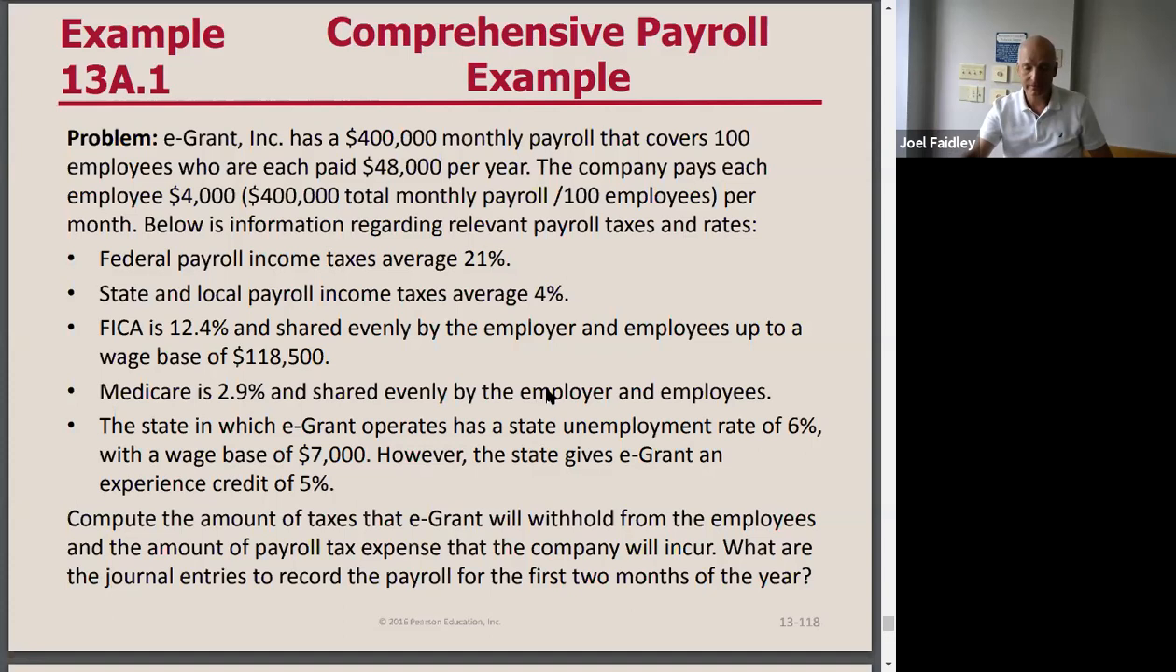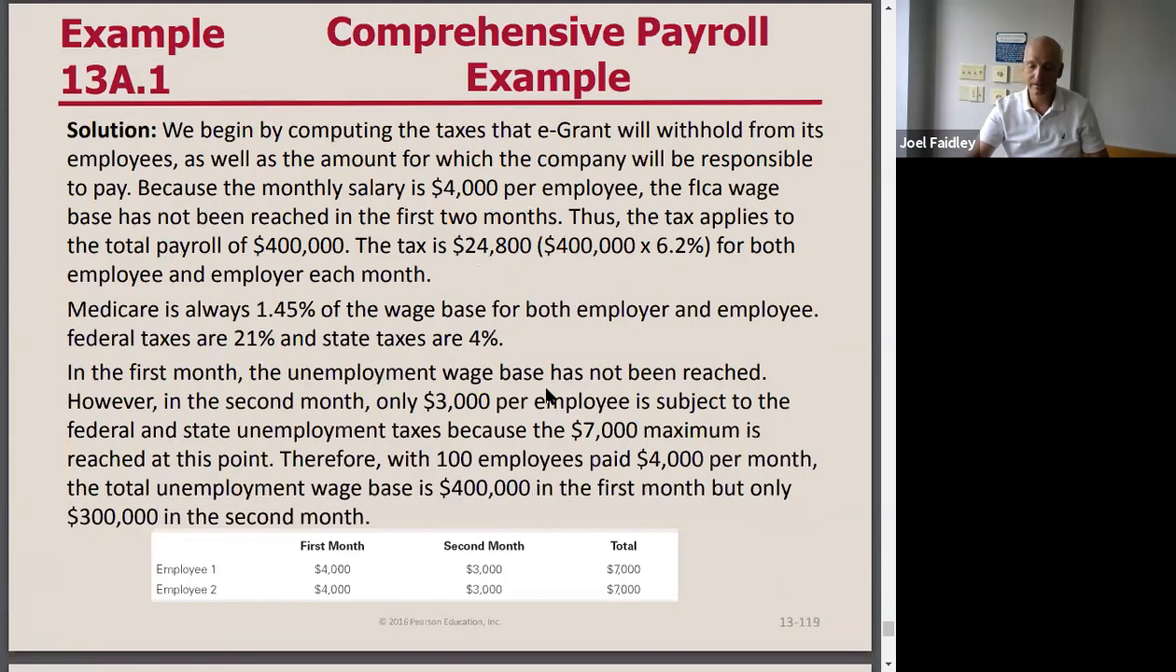They tell you the first $7,000 is taxable from an unemployment standpoint. State unemployment rate 6%. Experience credit, meaning they haven't laid many people off, so really the unemployment tax rate is only 1%, 6 minus 5, right there. All right, so what's that look like?